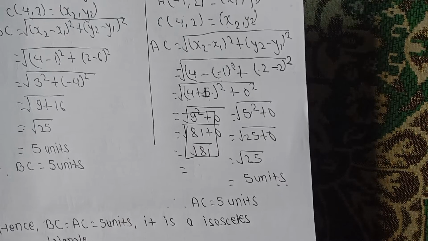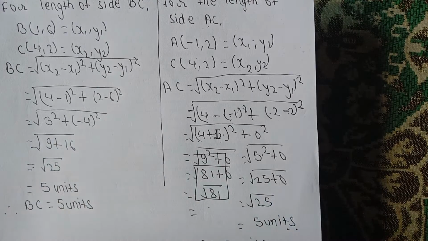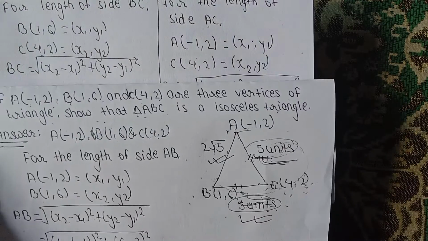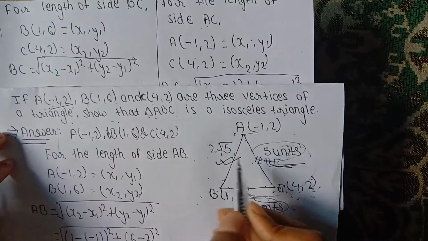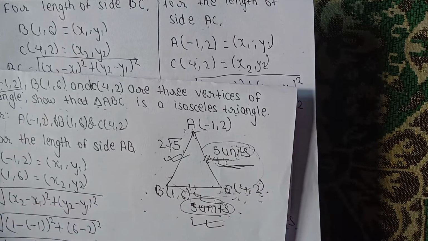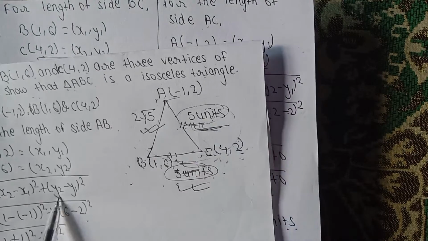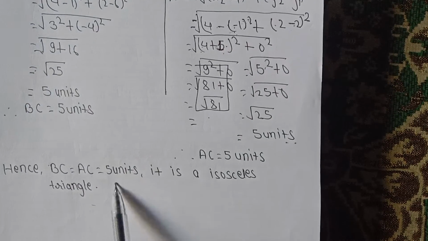So you can see we can easily solve these types of questions step by step. Firstly, we must know the distance formula, then we can easily solve this. We solved this, first the length of AB, then the length of BC, and then the length of AC, and after that we compare all these three and easily find the answer.